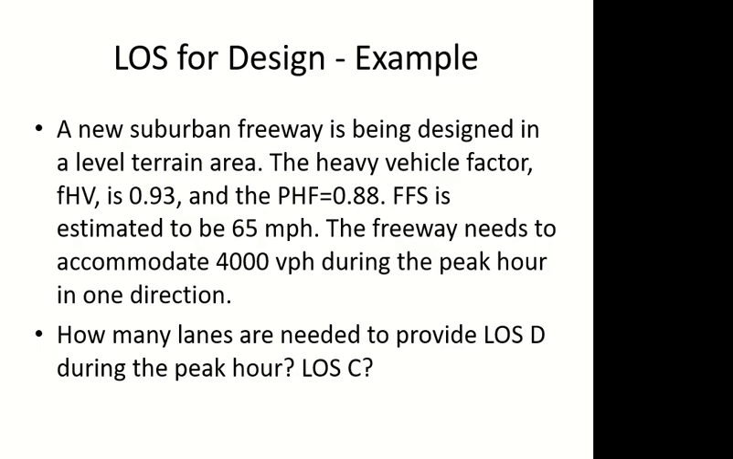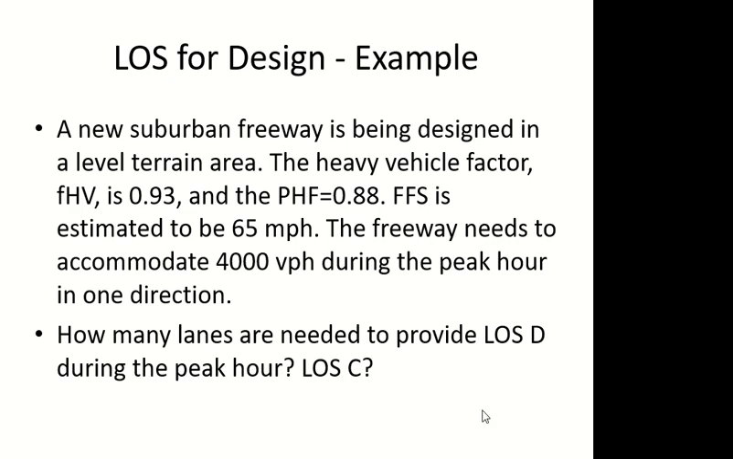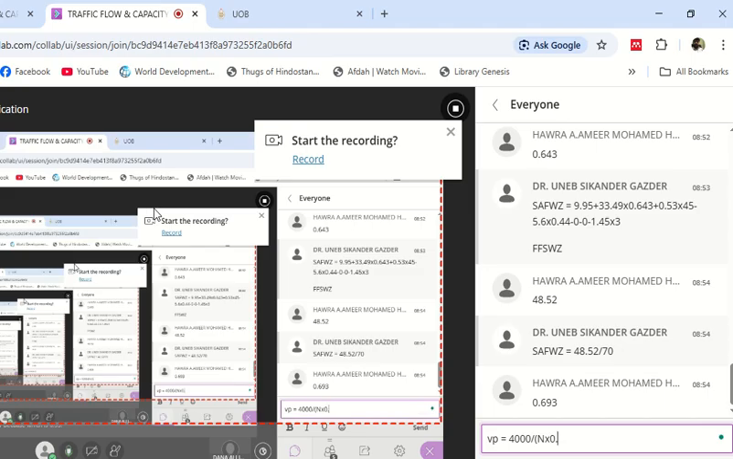But what we need to know is the flow rate. So the flow rate is, we have used it earlier, volume divided by number of lanes, peak hour factor, which is 0.88, and factor for heavy vehicles, which is 0.93.